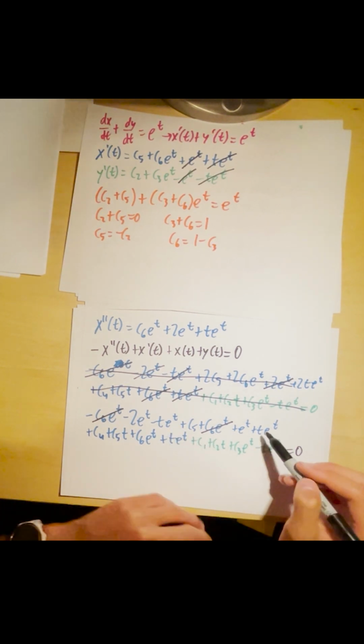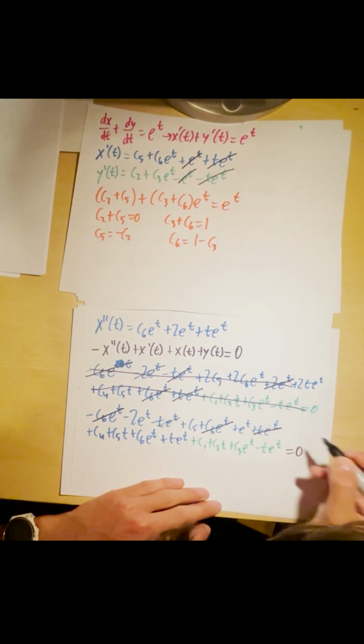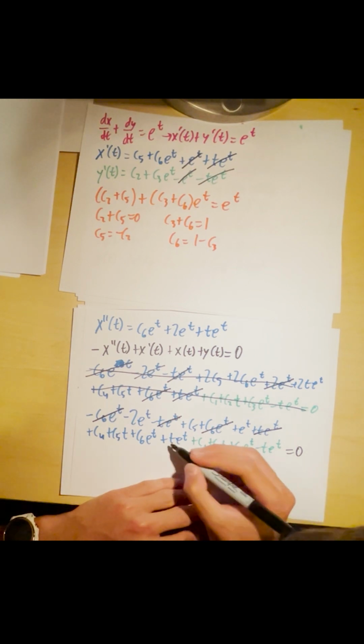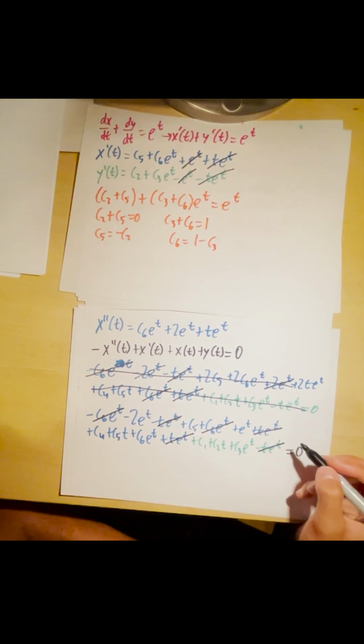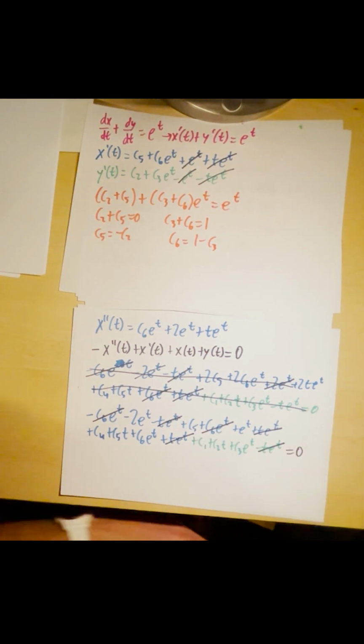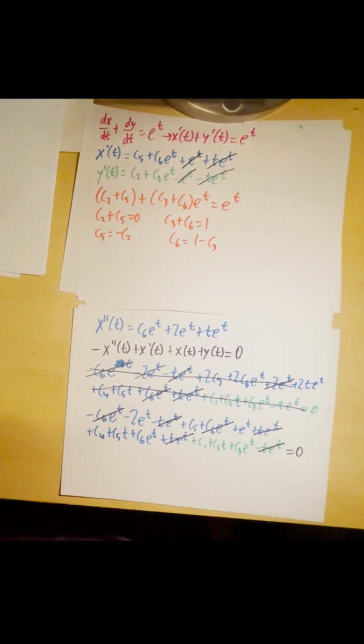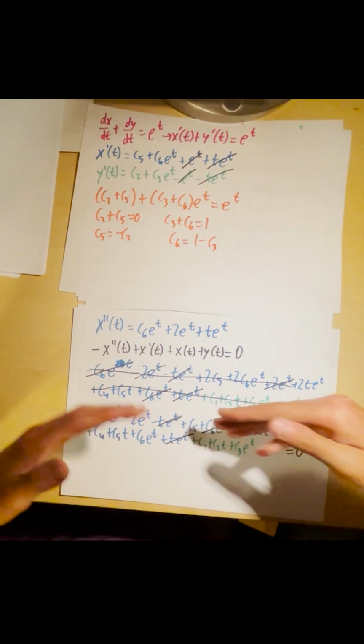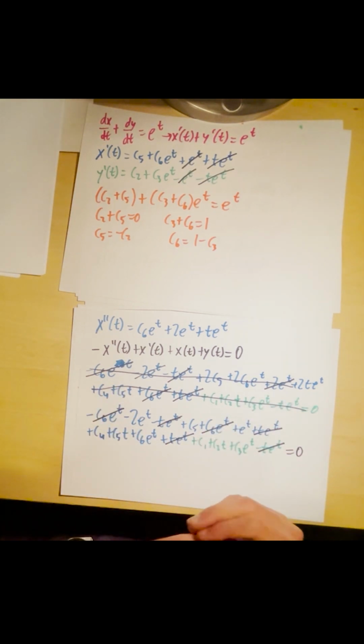Negative t e to the t can cancel with this t e to the t. And then this t e to the t can cancel with this one. And that's all the eliminating we can do. But we can rewrite in terms of what each of these is a coefficient of exactly.